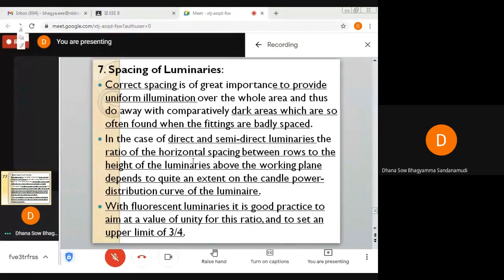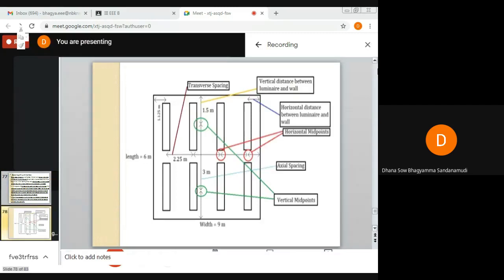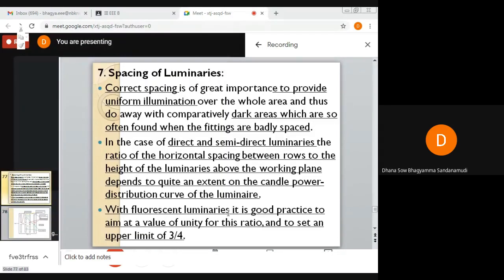Spacing of the luminaries. What should be the distance between the lamps? The correct spacing should be there for uniform illumination in a particular room, so that dark areas are avoided. The luminaries should be placed in such a way that there is no dark area. If the correct distance is not maintained between the luminaries, then there will be dark areas on the surface.